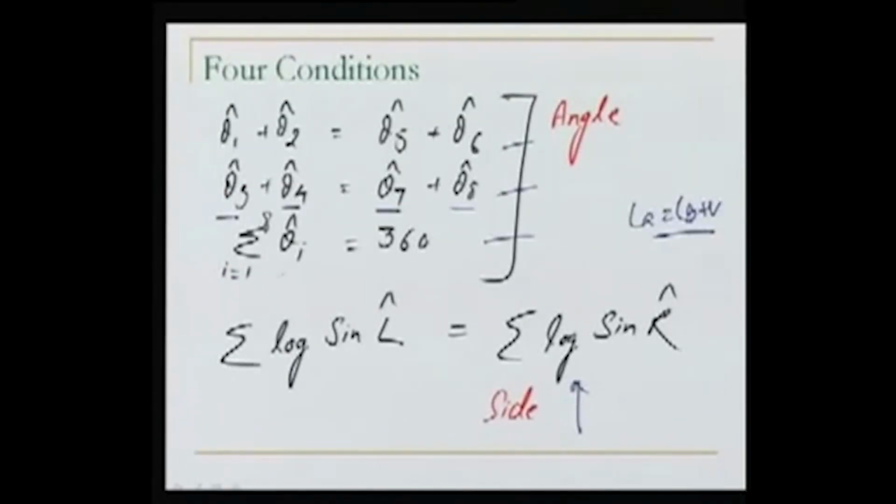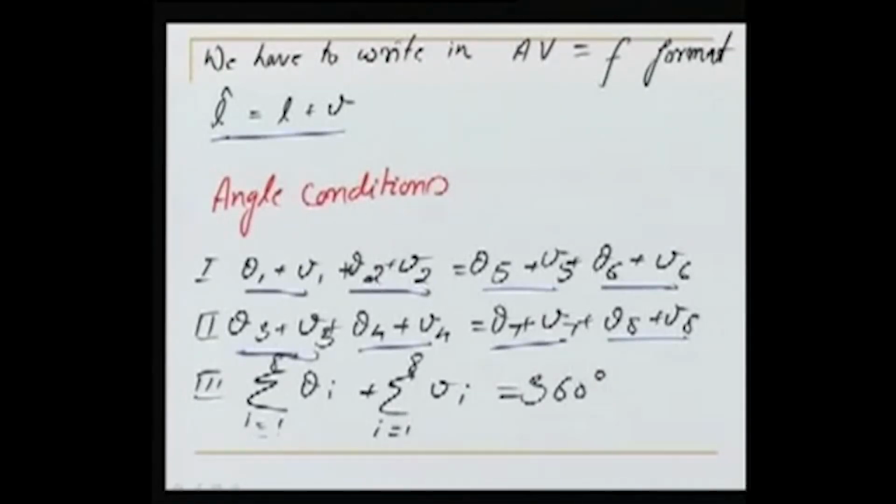Similarly, the sum of all the angles is equal to 360. So the sum of all the angles plus the sum of all the residuals, these are the observations now, should be equal to 360. What we are doing is replacing LA by LB plus V. And the same thing can also be done in the side equation. We will have to do that.